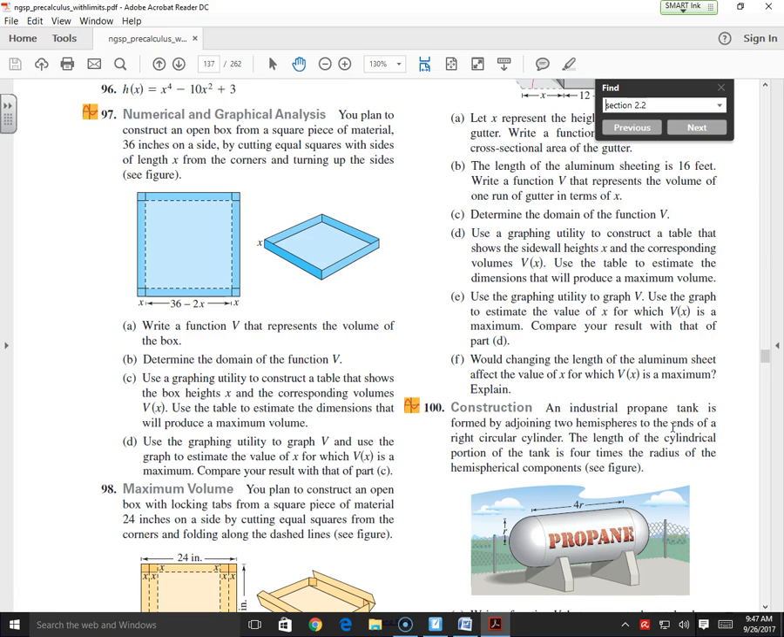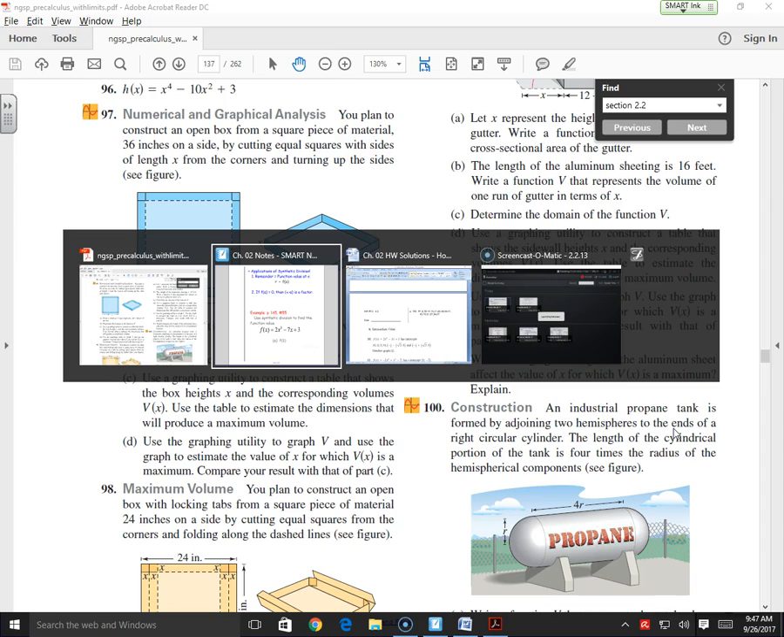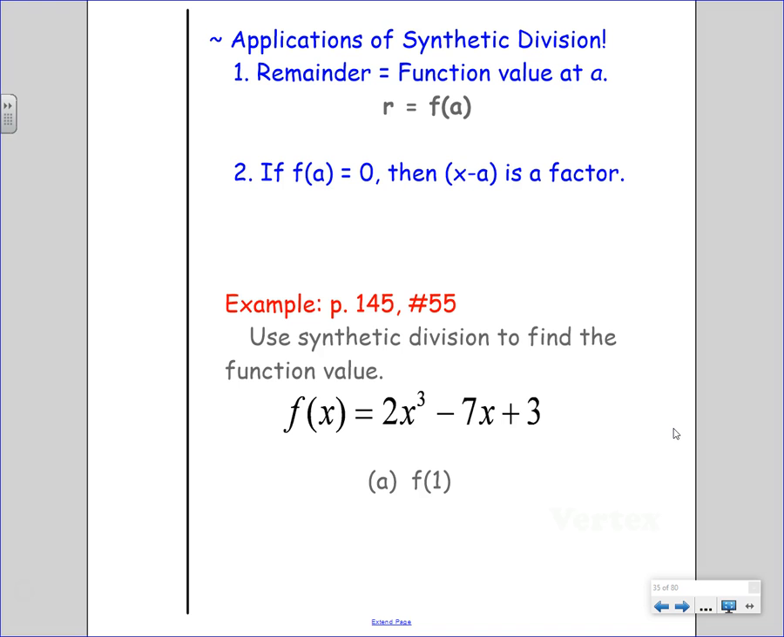Alright, before we go look at number 97, let's go ahead and talk about this example just because you guys are writing it down. It's still kind of fresh in your minds. According to the application, the remainder after dividing is the same thing as the function value. True? According to this, the remainder is the same thing as the function value. Now, I gave you a super easy example down below. But if this is true, if the remainder that you get after dividing is the same thing as the function value, then the only time you're going to have a solution or an intercept or a zero of a function is when the remainder is zero, right?